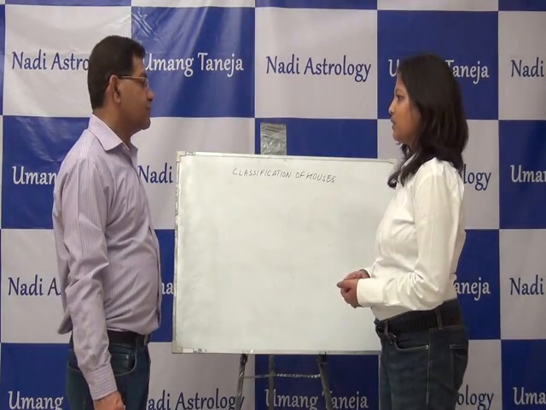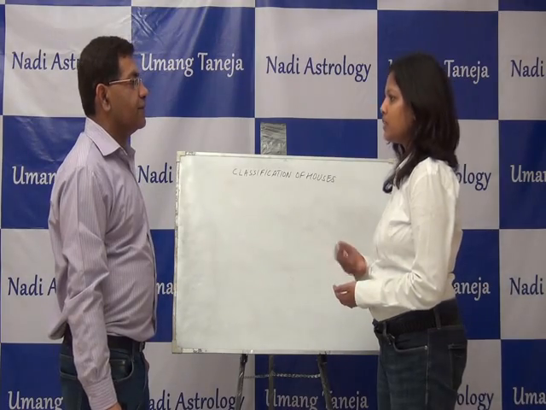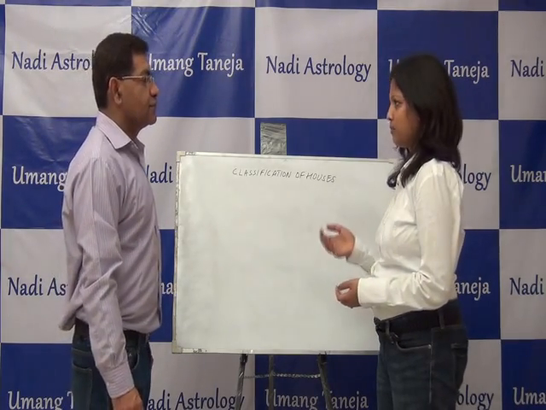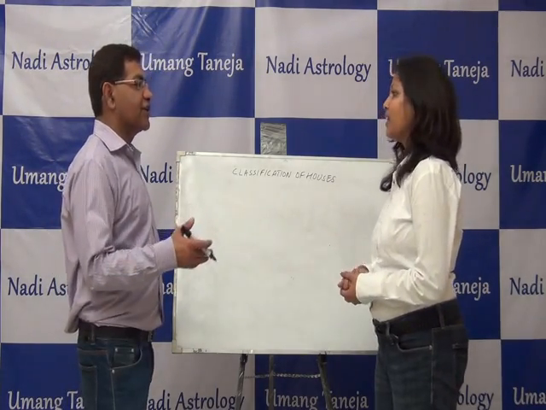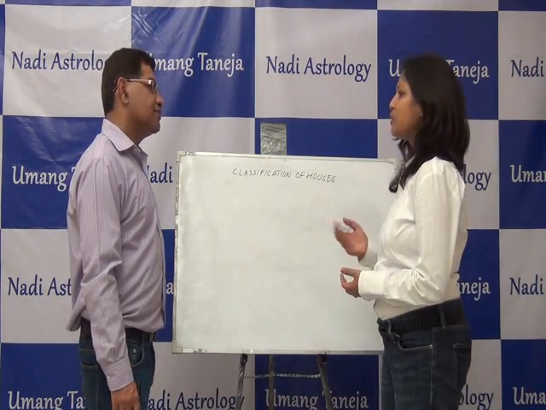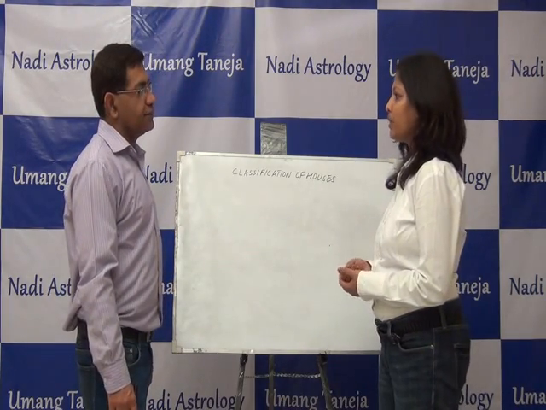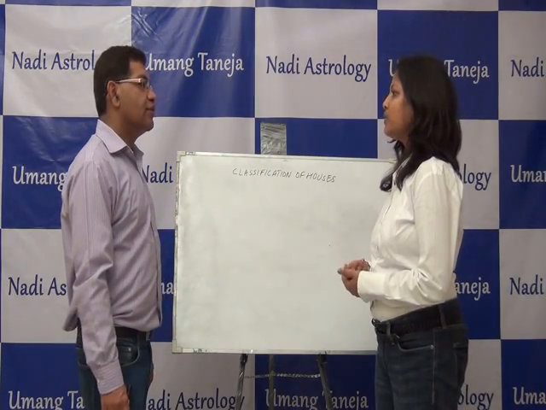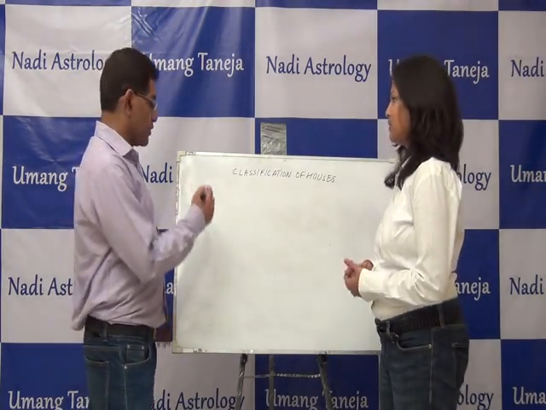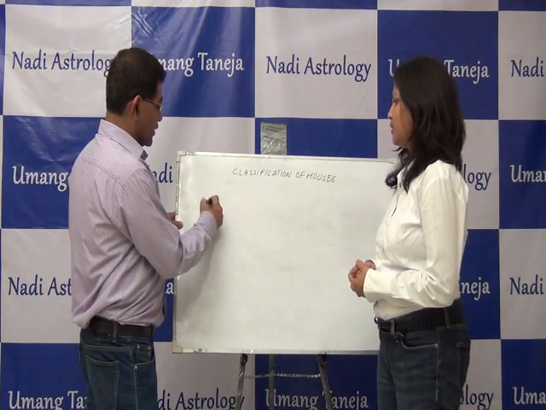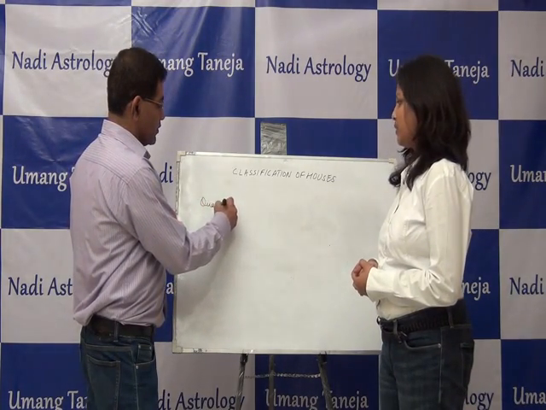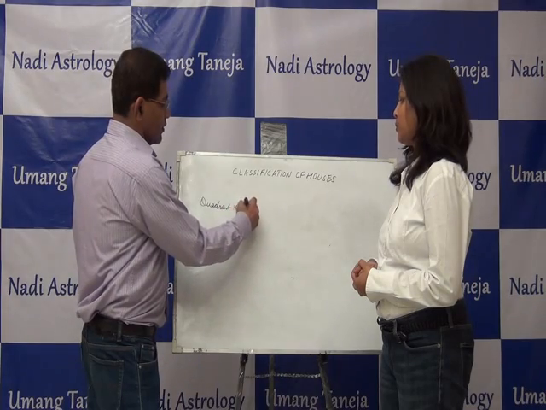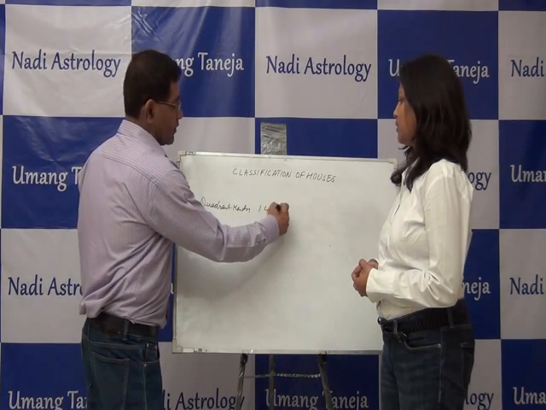So, when we read astrology, the first thing that we learn after learning the basics is that there is a classification of houses. If we know, one is Kendra. Kendra is 1, 4, 7, 10, or you can say quadrant. Kendra are the 1, 4, 7 and 10 houses.